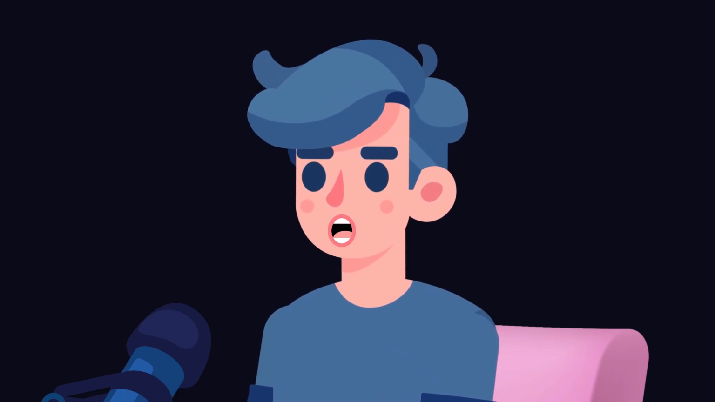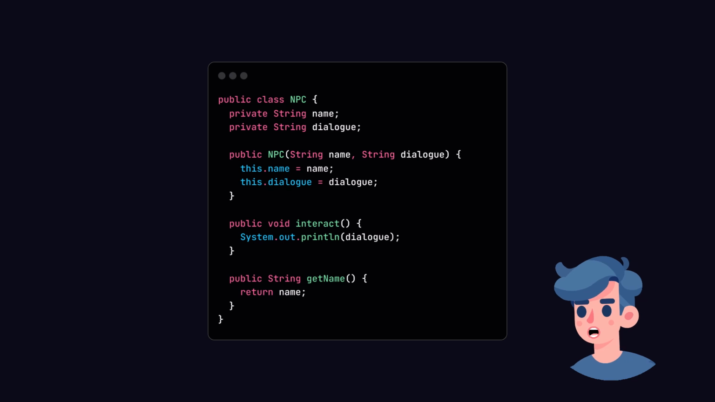Now, let's code a basic NPC class. Here, we will create a simple NPC class that will include attributes such as name, dialogue, and a method to interact with the player. Let's go ahead and implement that.